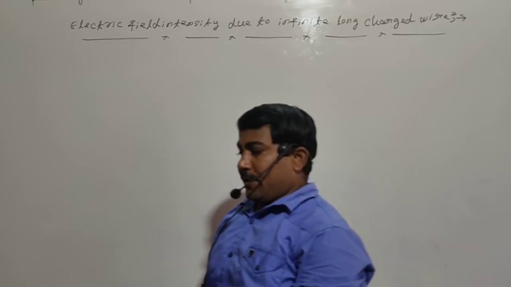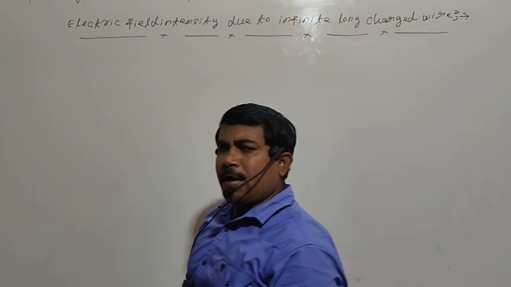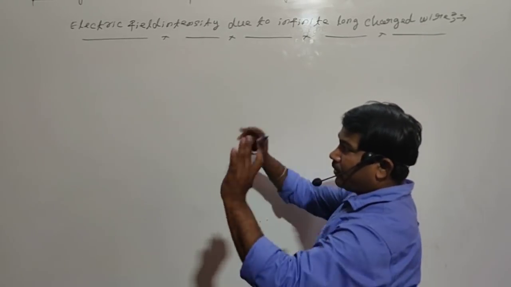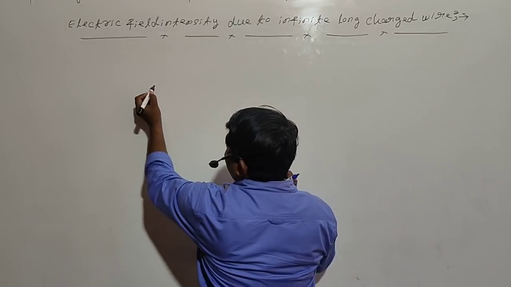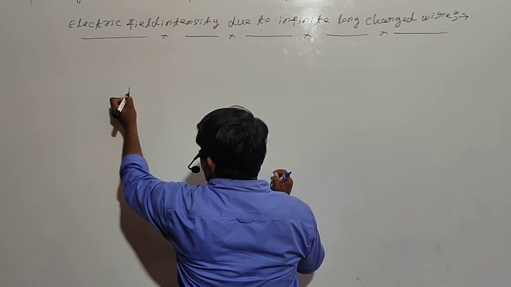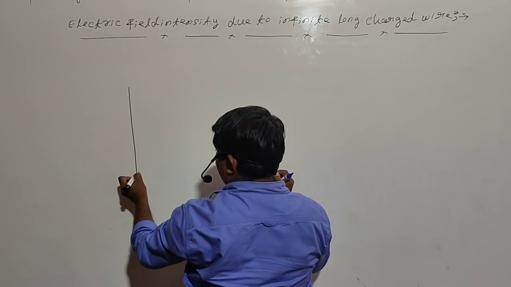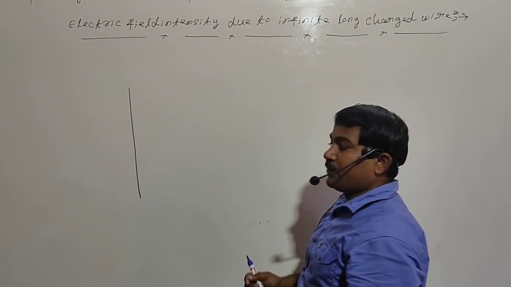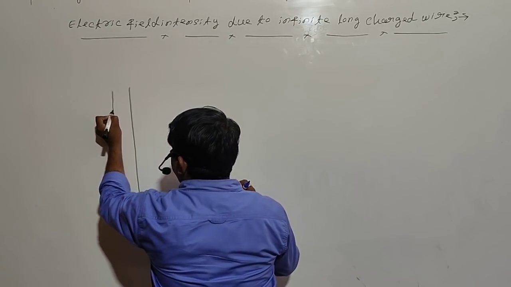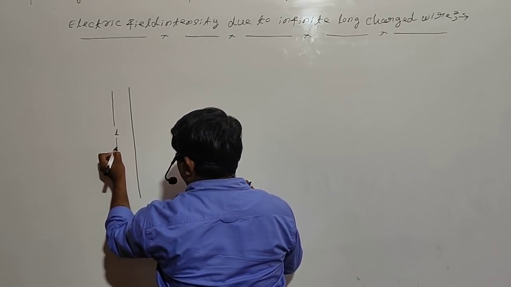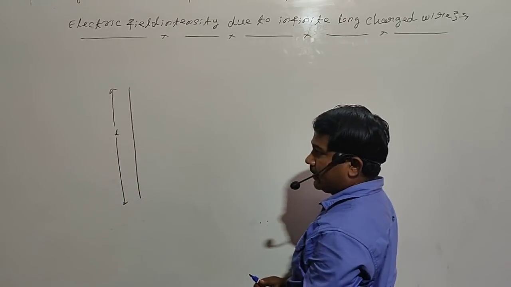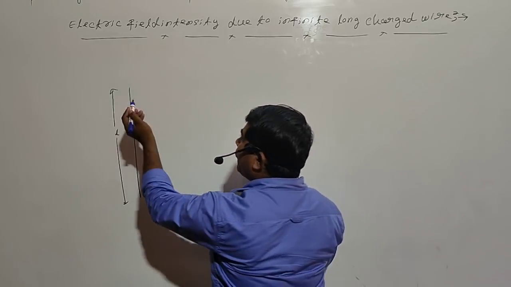Students, first of all, I will take a long uniformly charged wire. Long uniformly charged wire means what? See here, this is a long charged wire over which charges are uniformly distributed. Consider this wire has this much length. Here charges are uniformly distributed.